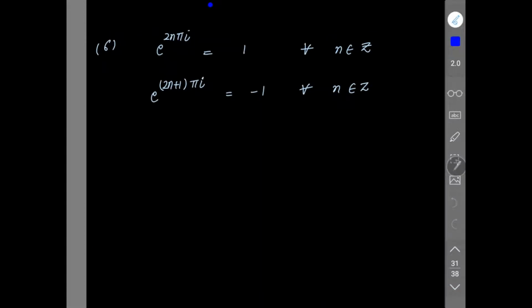Sixth one is, e raised to the power 2nπi is equal to 1 for all n belonging to the integers. If you apply Euler's formula here, that is cos 2nπ plus i sin 2nπ, that will be equal to 1 if you solve this, right? And for odd powers, this is minus 1 for all n belonging to integers. We will use these two, or one of these two, in our examples.